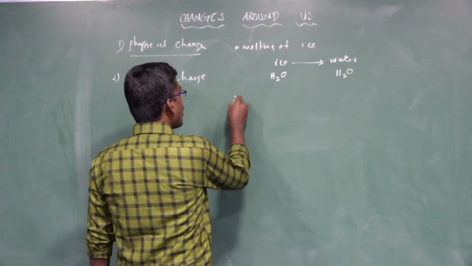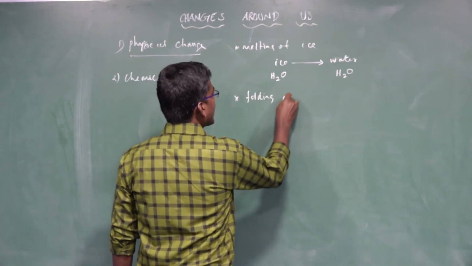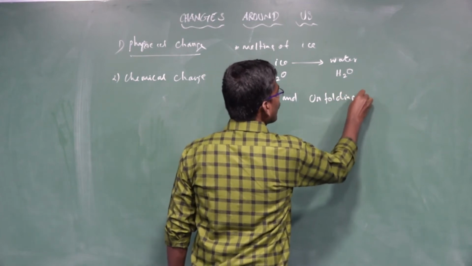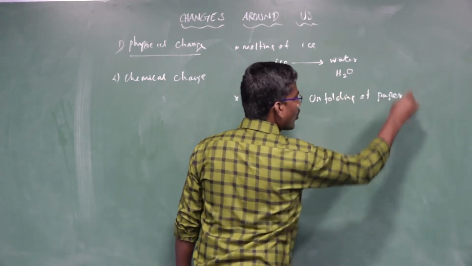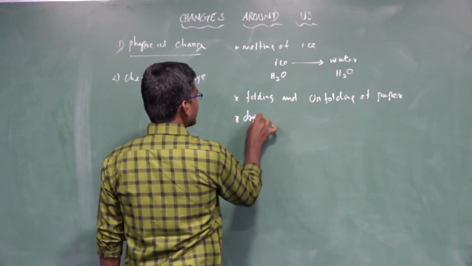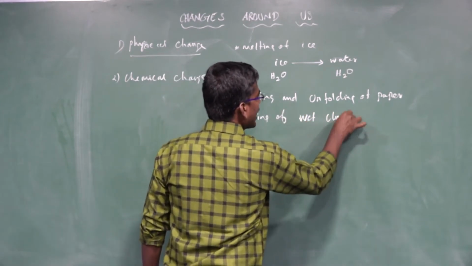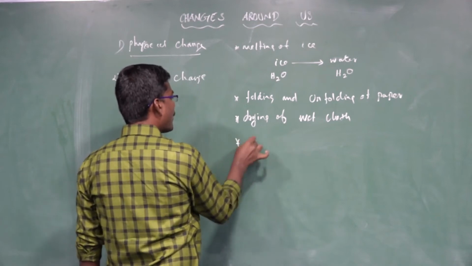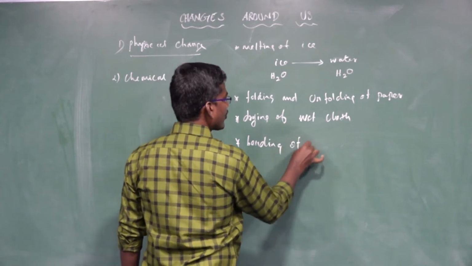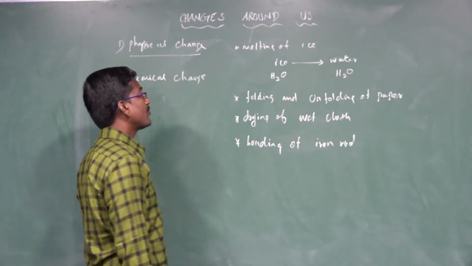Another example is folding and unfolding of paper. Then drying of wet cloth. Then bending of an iron rod. These are examples of physical change.